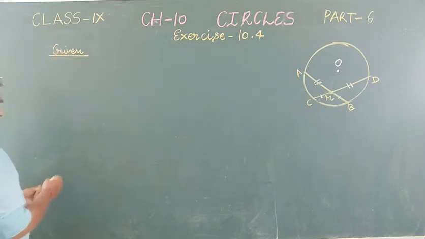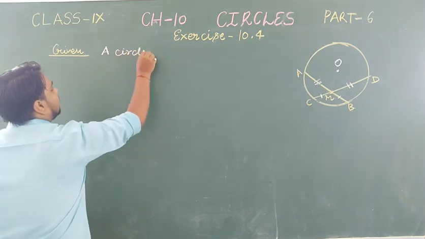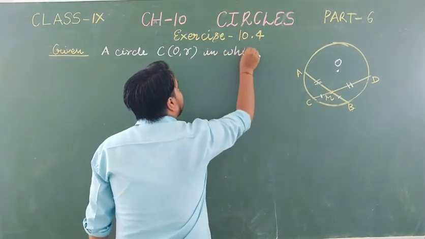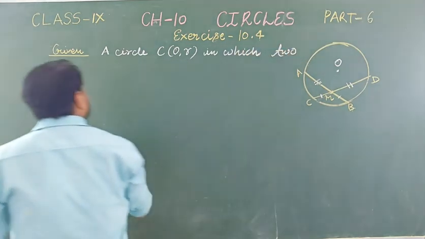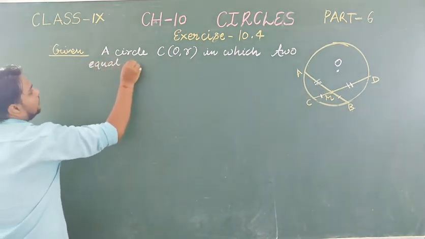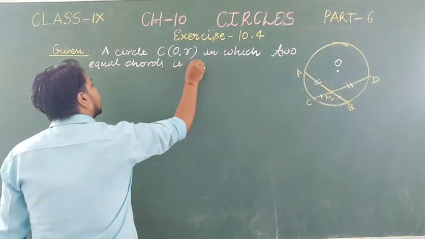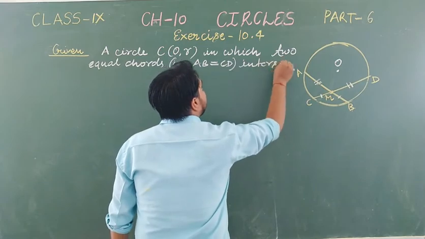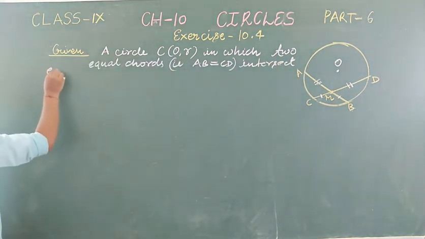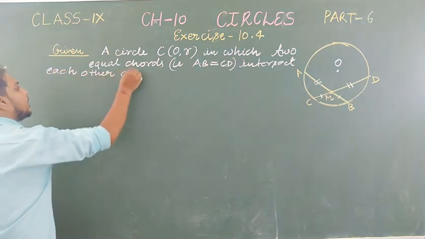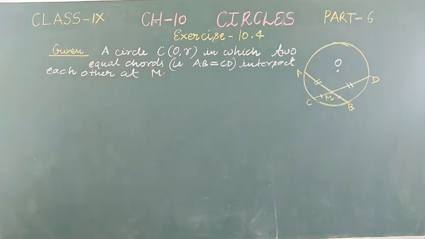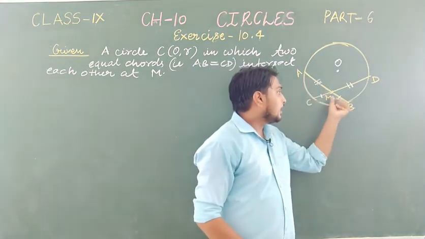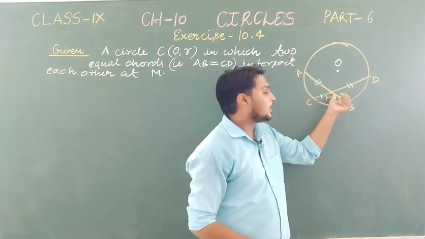It is said that a circle C(O, r), in which two equal chords, that is AB is equal to CD, intersect each other at M. This is given in the question: there is a circle, and in this circle two chords which are equal in length intersect each other within the circle. We have supposed that they intersect at point M.